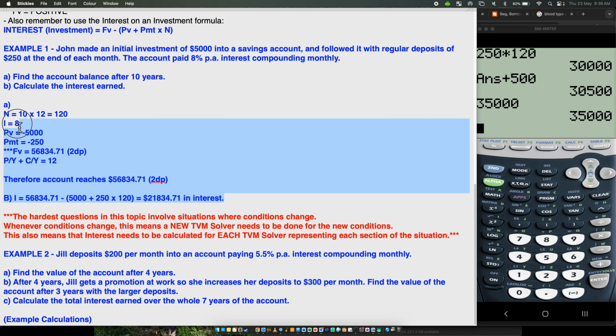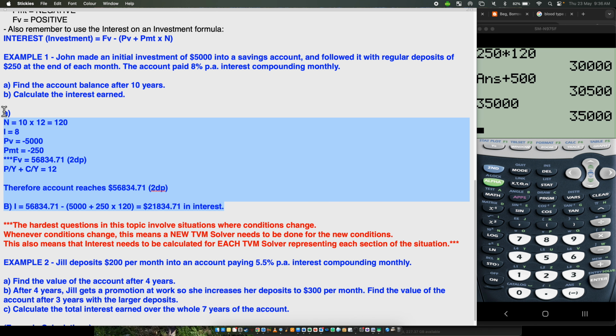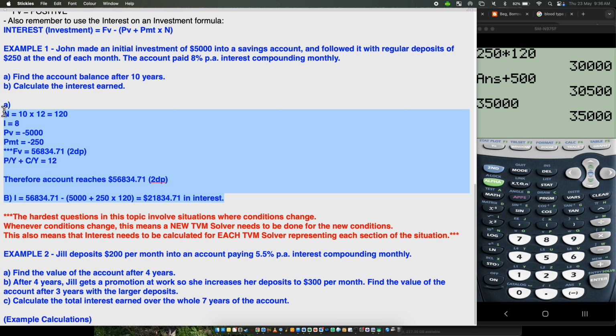Did John's situation change at all over those 10 years? He just kept putting $250 in, okay? Lewis's situation didn't change. He just kept putting $600 in. The hard questions in our topic involve situations where conditions change. The problem with that is whenever conditions change, that means you have a new TVM solver for each set of conditions. That also means you need to do interest for each section. So if you had two different conditions, you're going to have two sets of this each time. So it's time consuming. So let's have a look at Jill, and then I'm done.